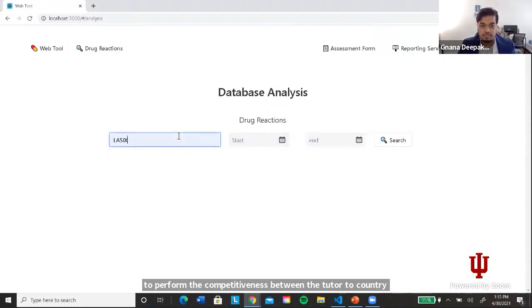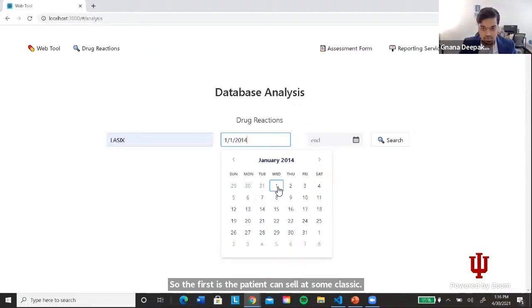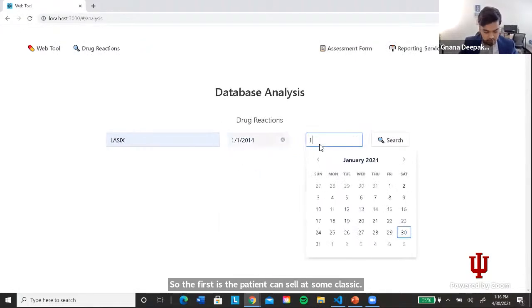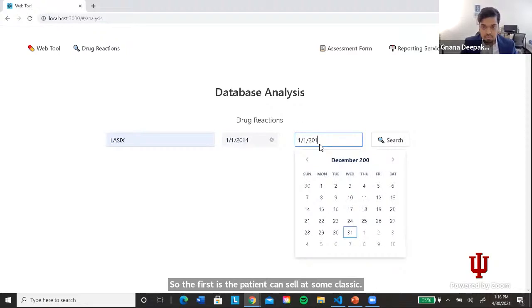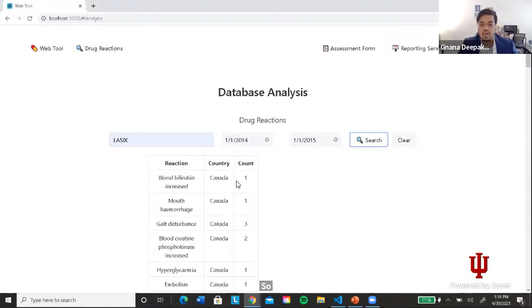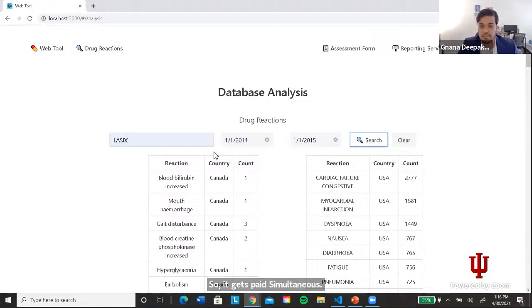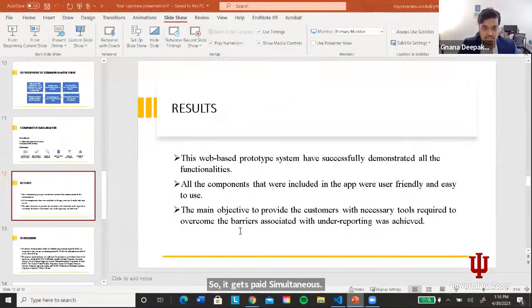So first the patient can select some drug like Plavix. I randomly gave in the days. When he hits search, all the data is displayed. This data is being called from the local database by SQL, and this is the data from FAERS. It is displayed simultaneously, so we have included this to perform the comparative analysis.